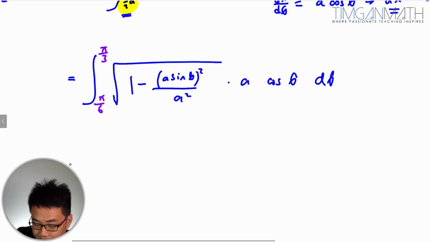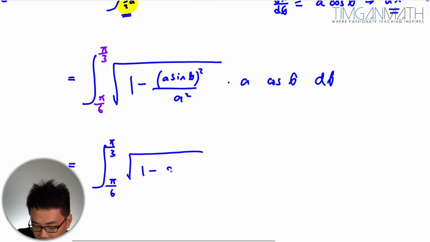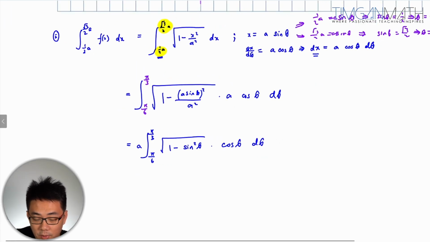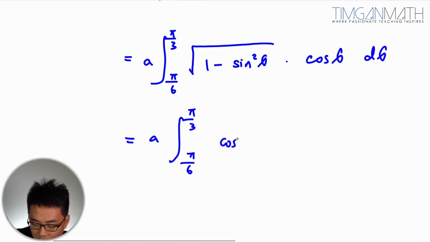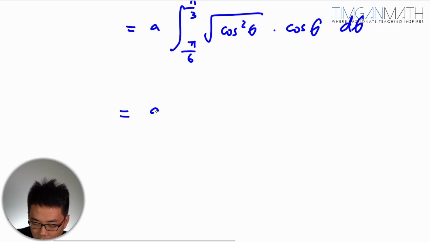So from here, this is pi over 6. This is pi over 3. 1 minus sine square theta. I bring it out. You can only bring out the constant. Please know that. A is a constant. You can bring it up. Then this will be cosine, so cosine square root, then this will be cos square theta.